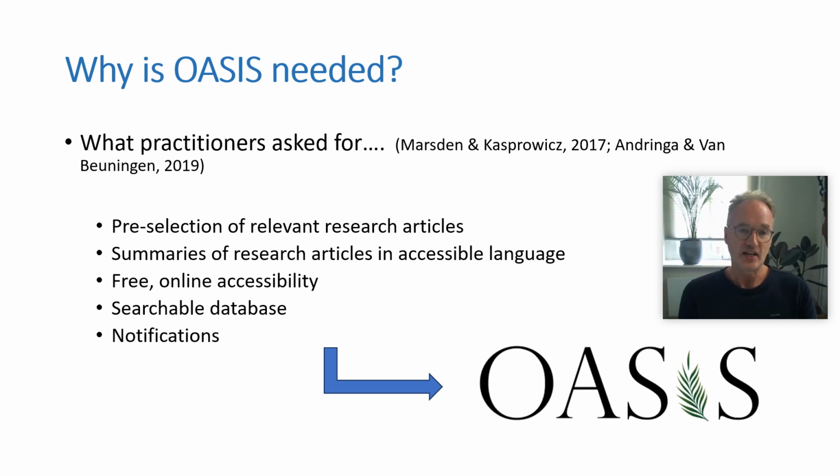What teachers indicated in both surveys is that they would like a pre-selection of relevant research articles, which is an understandable wish if you consider how large the research database is. They also suggested summaries in accessible language, free and open access to research, easily searchable databases, and some kind of notification system directing them to relevant research.